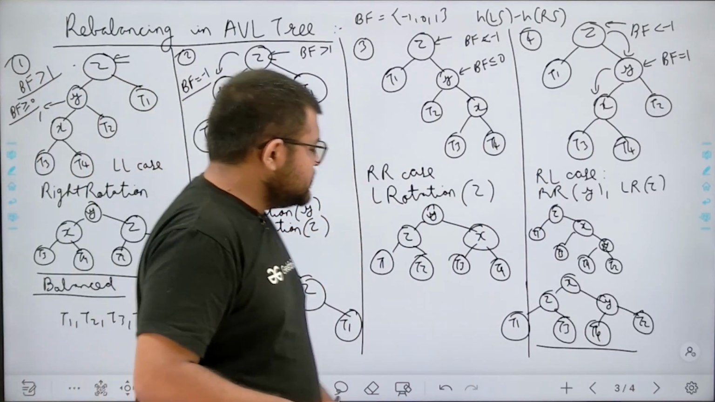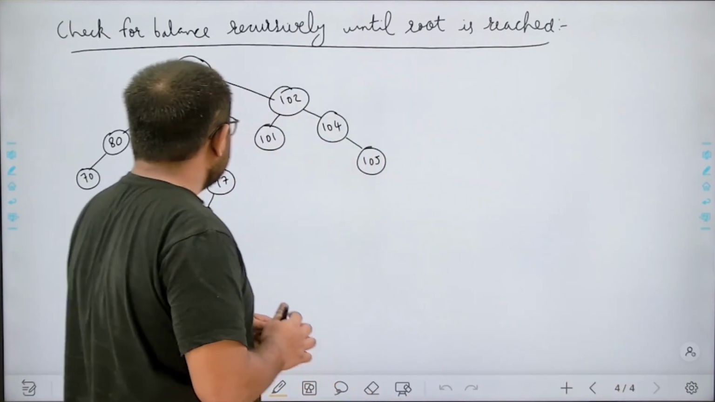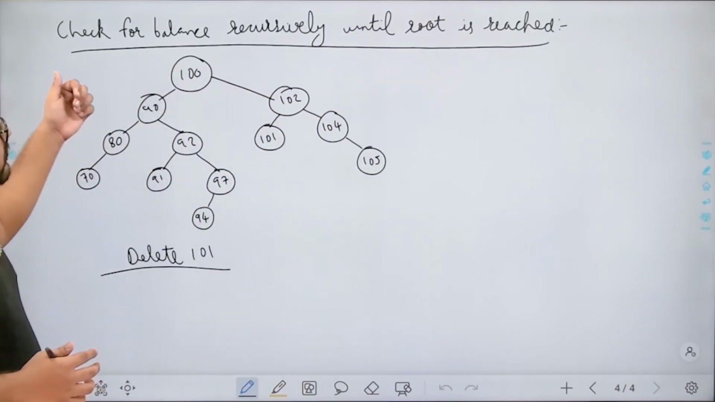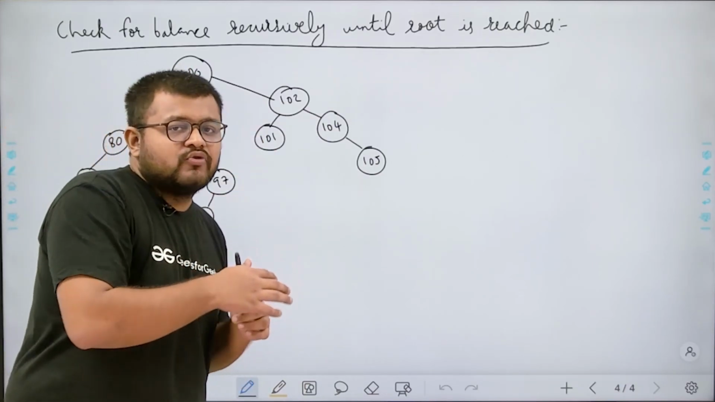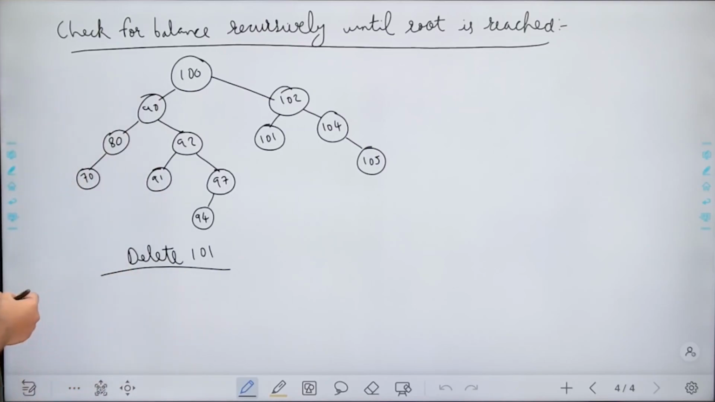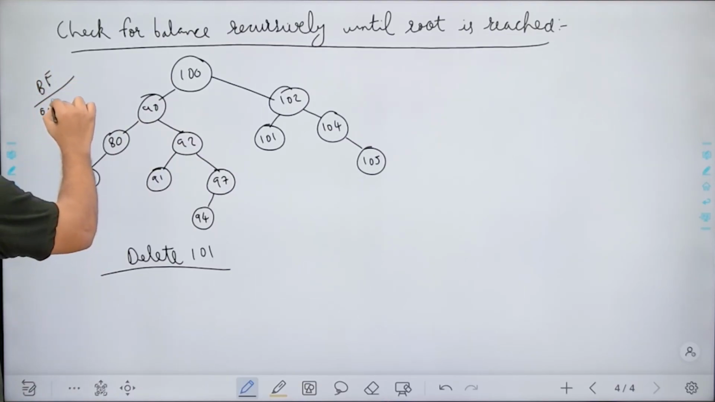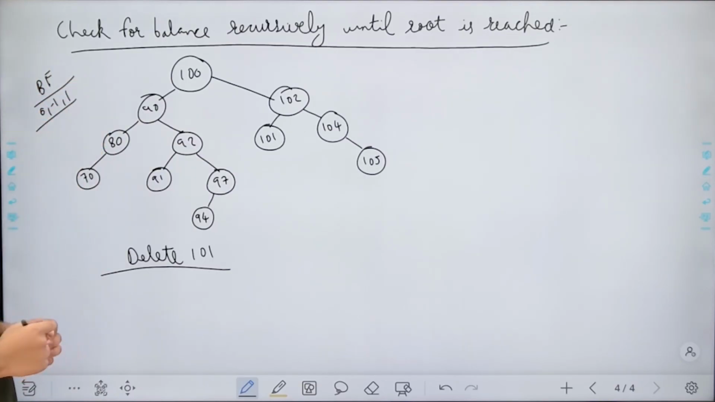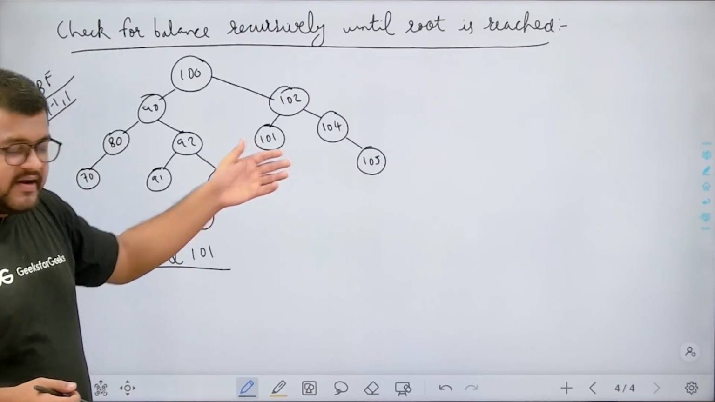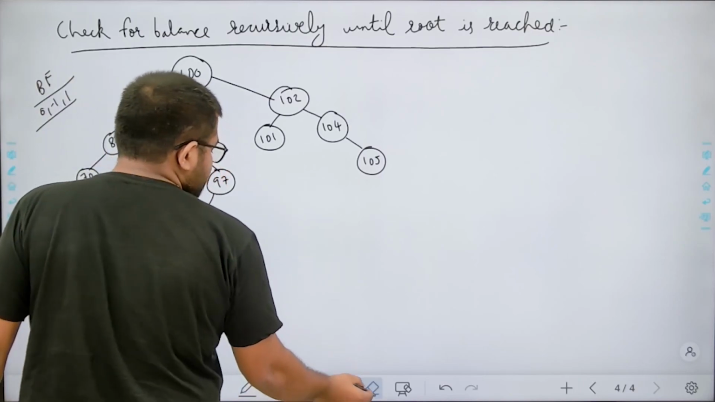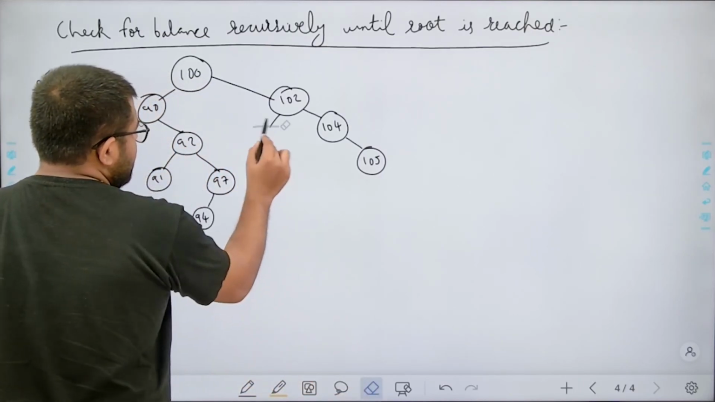Now one more thing which I want to discuss is that we need to check for balance recursively until root is reached. So what is the example? This is an AVL tree. You can calculate the balancing factor for each node. It would be either 0, -1 or +1. Now suppose I am asked to delete 101. It is the leaf node, I'll delete it. So we will delete 101, right?